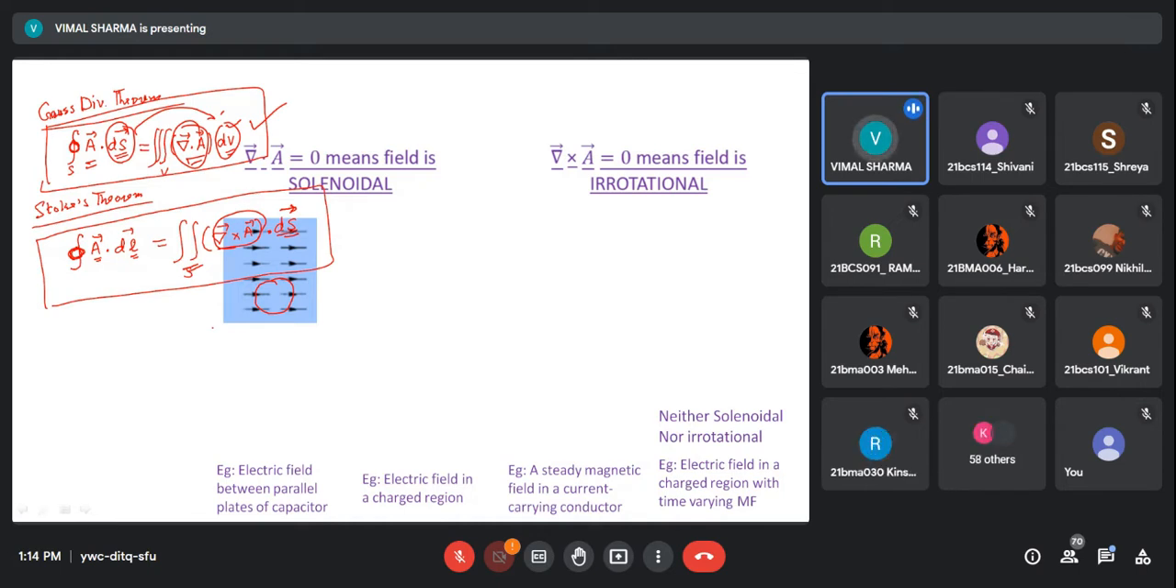So we can say what type of field this is. Divergence is zero, means it is solenoidal. What kind of field? Solenoidal field. And what is curl? That is zero. Curl is zero means there is no rotation. So it is solenoidal irrotational field. We call it solenoidal irrotational field.